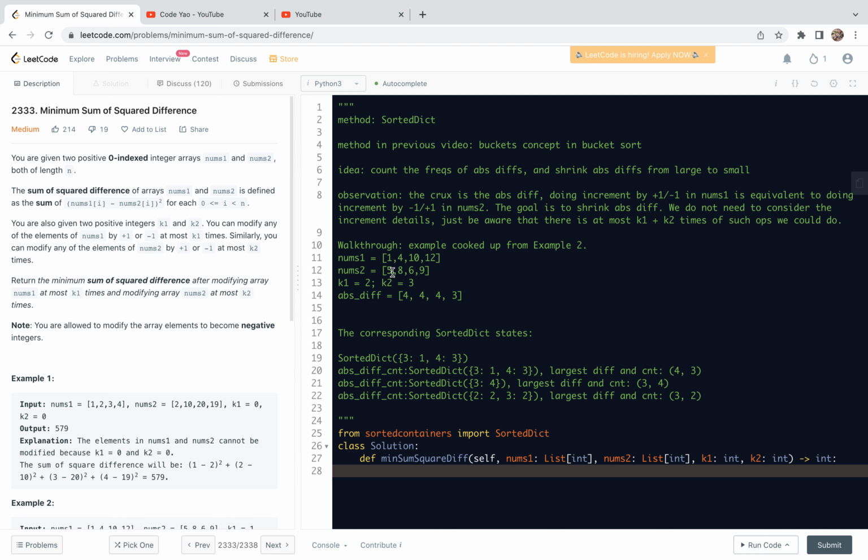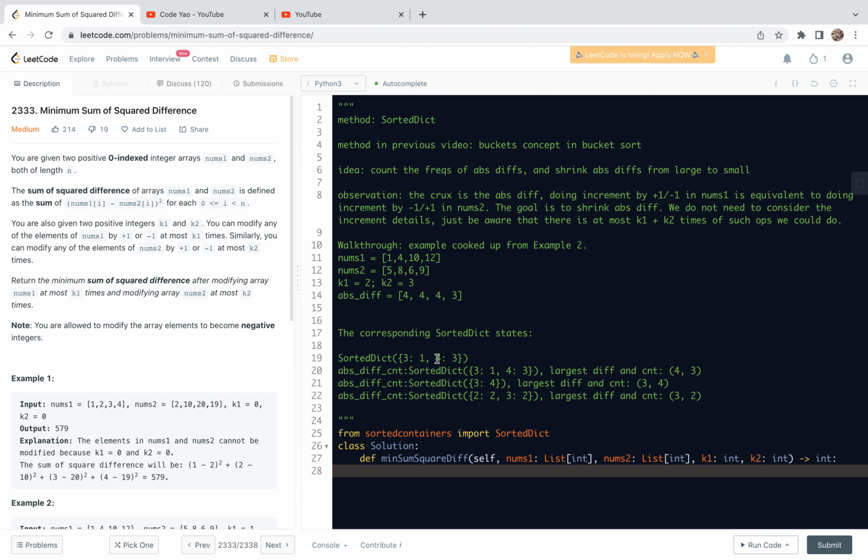So here is an example which we cooked up from example 2 by changing k1 and k2. So for these two vectors, nums1 and nums2, the absolute difference is 4, 4, 4, 3. Therefore, the counts are 3 one time and 4 3 times. And the allowed operation is 2 plus 3, that is 5. So then we began to do the shrinkage.